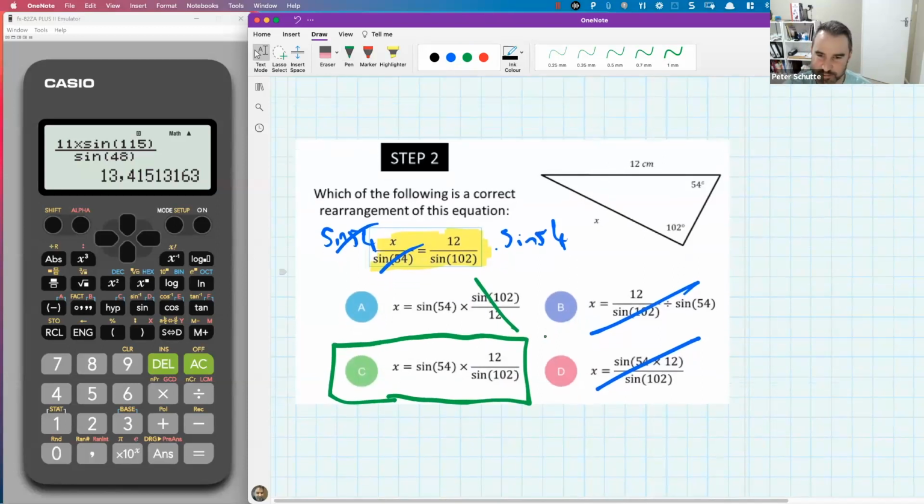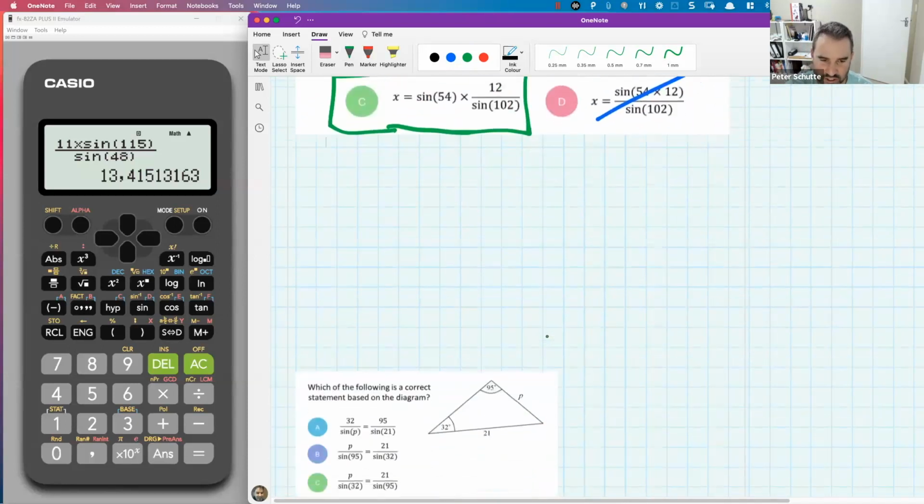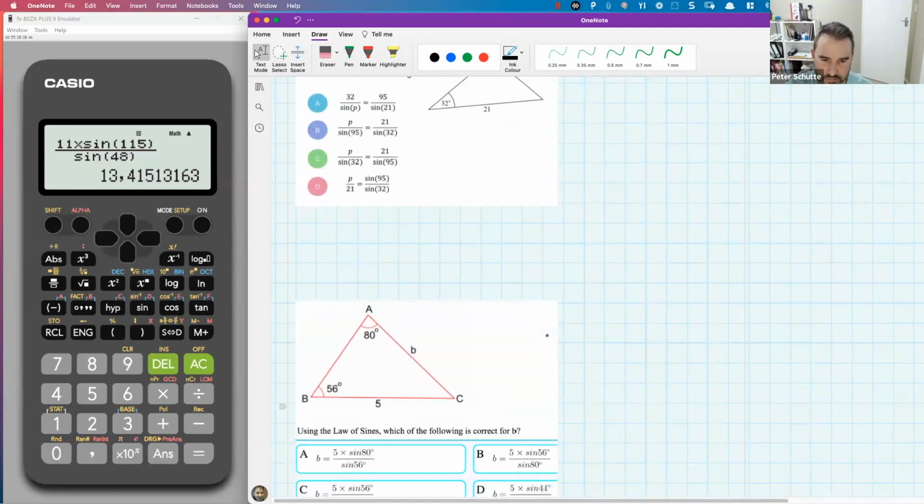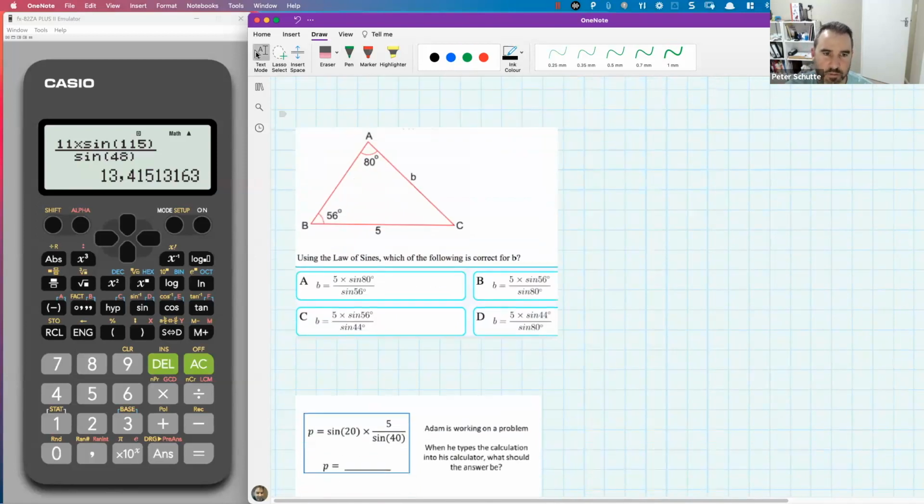C is correct. I feel like I'm not rising to the challenge here. I need to give you something a bit harder. Let's see. Can you do this one? This looks a bit more interesting.